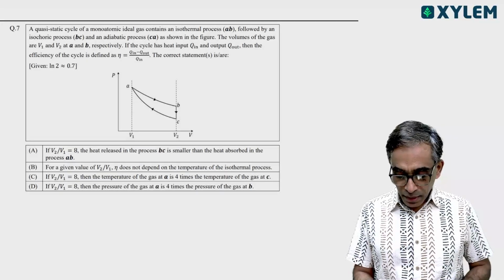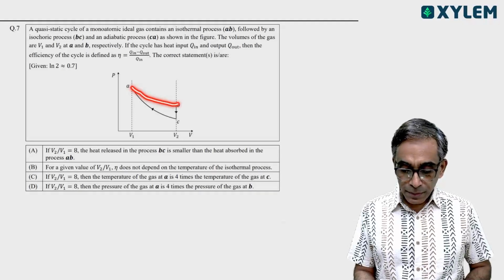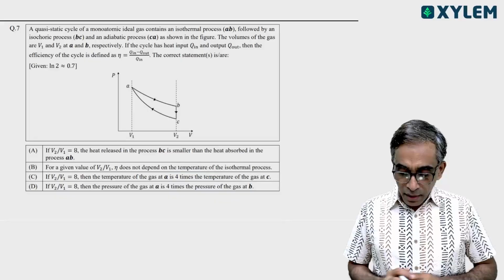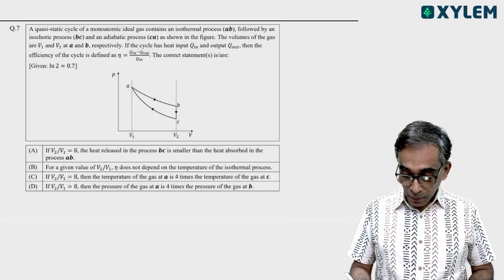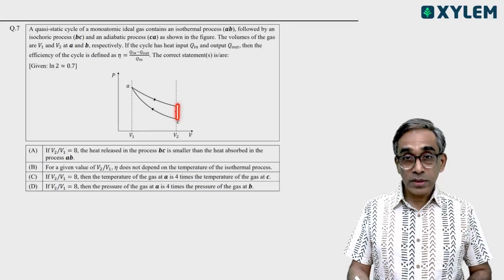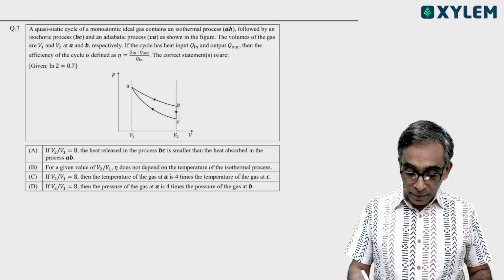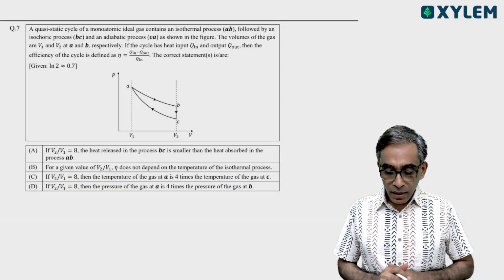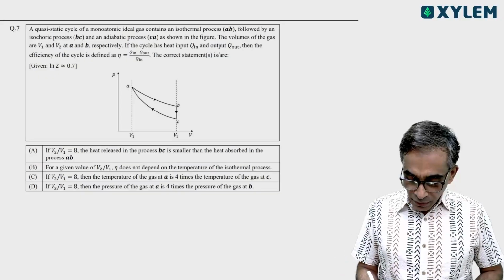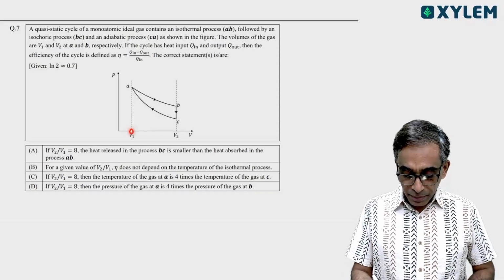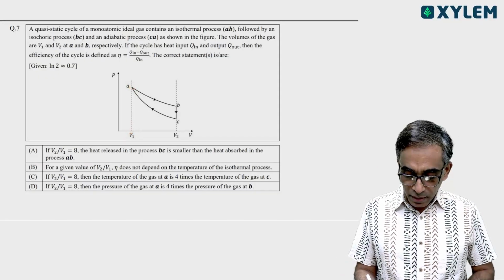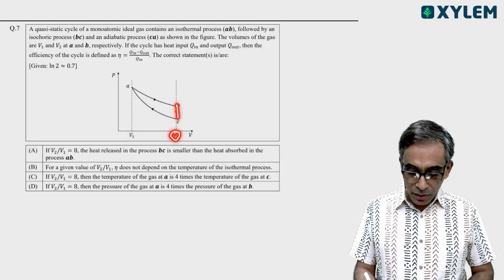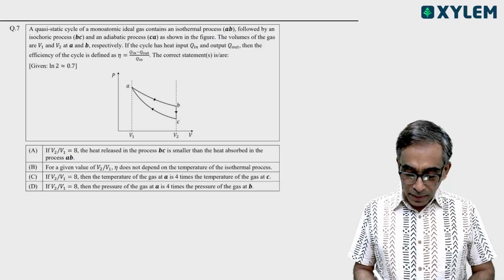AB is marked. AB is an isothermal process, followed by an isochoric process BC, constant volume, and an adiabatic process CA, as shown in the figure. The volume of the gas is V1, maybe initial volume is V1, and in the isochoric process the volume is V2 at A and B respectively.